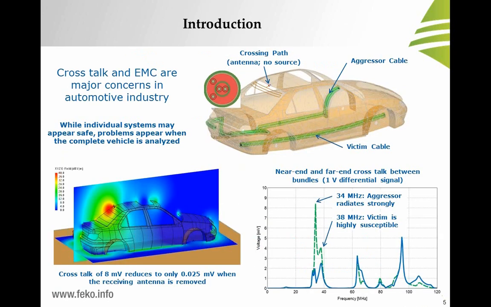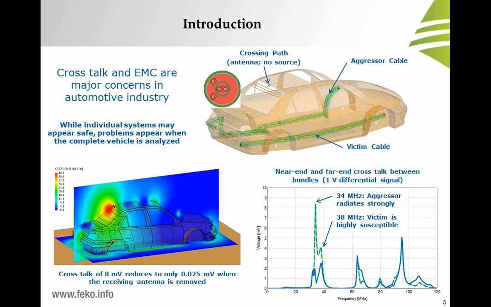As an example of this, crosstalk and EMC are major concerns for the automotive industry, and as you can see in the car, we have there a cable which we just call the aggressor cable and one which we call the victim cable, and in the back window there is an antenna which does not have an active source. In the picture on your bottom right, we see the near and far end crosstalk between the different cable bundles, and we see quite large peaks at around 34 megahertz, which we would ascribe to maybe the aggressor cable radiating, and then around 38 megahertz where the victim cable is maybe highly susceptible.